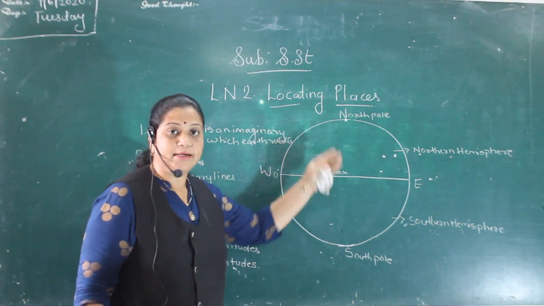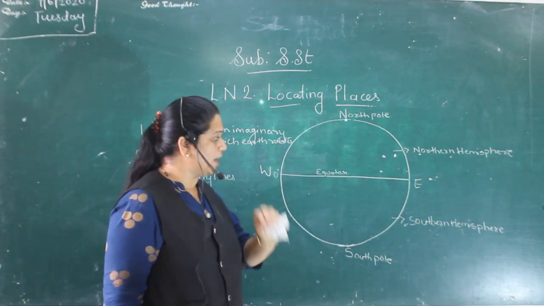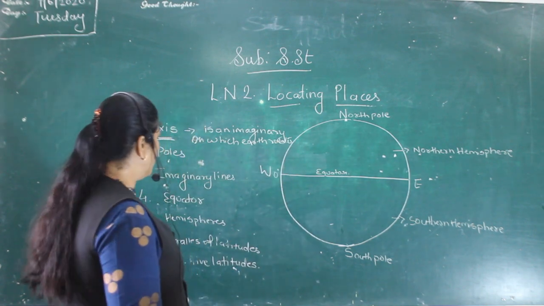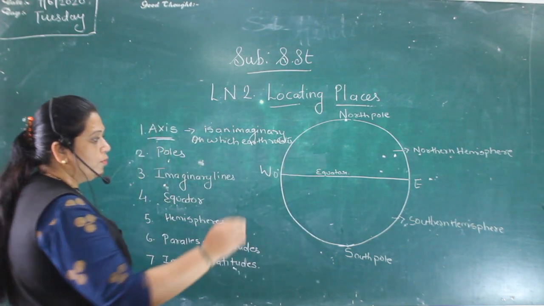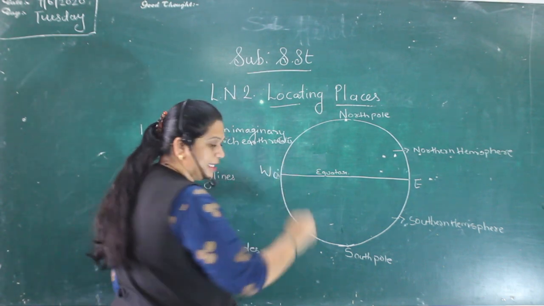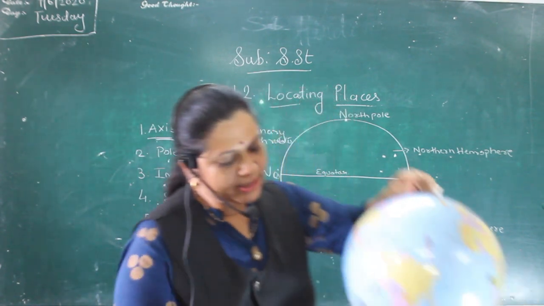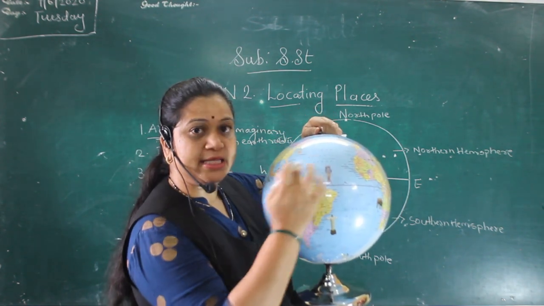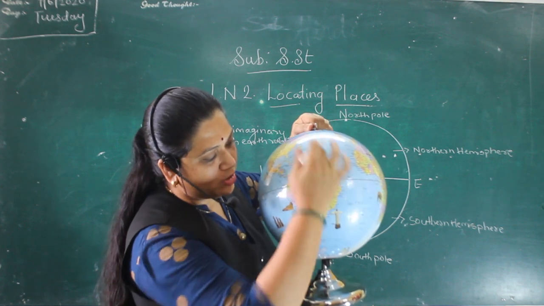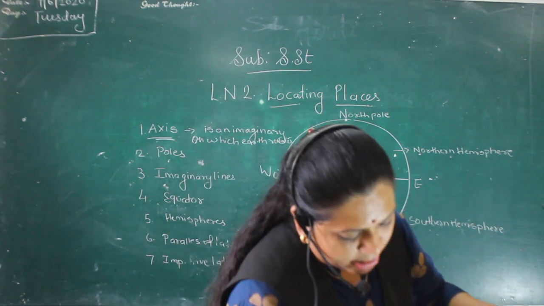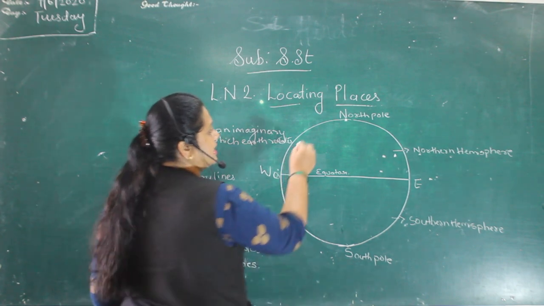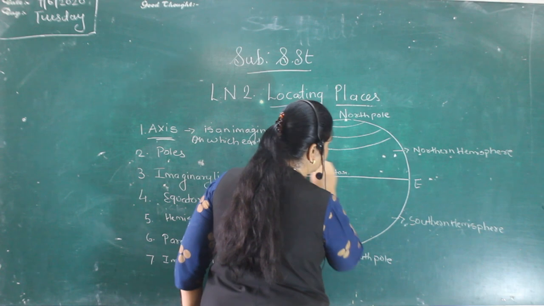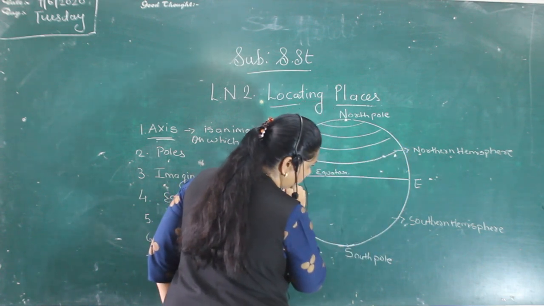The equator divides the earth into two halves, the northern hemisphere and the southern hemisphere. Now, one more thing you can see on the globe: the imaginary lines. Can you see these imaginary lines vertically and horizontally? Okay, horizontally. So, what are these lines? You can see the imaginary lines drawn like this on the globe.